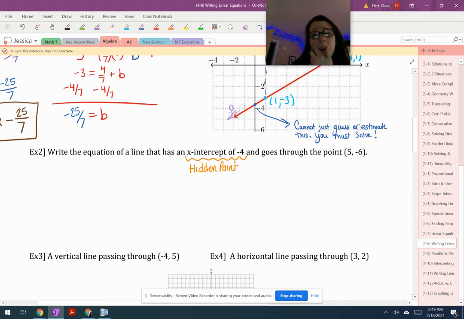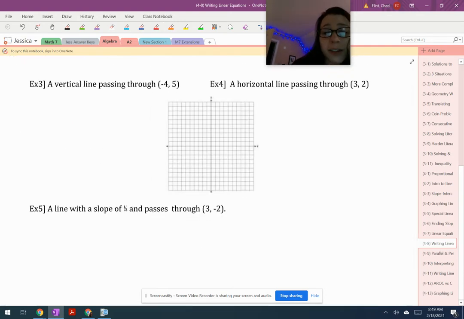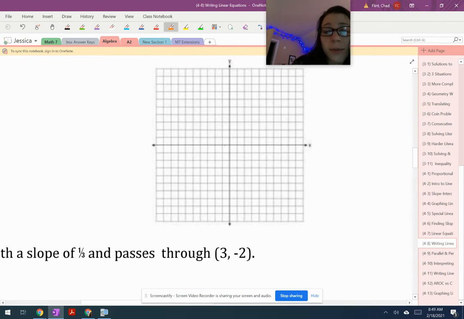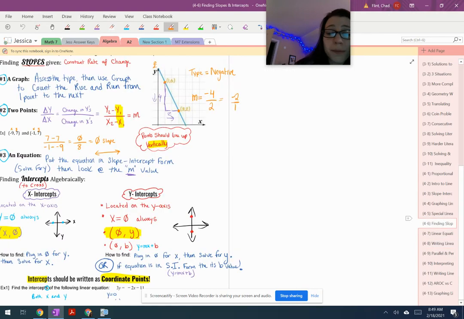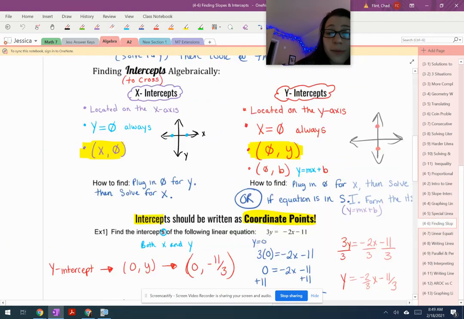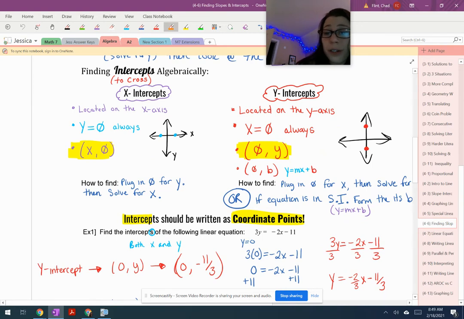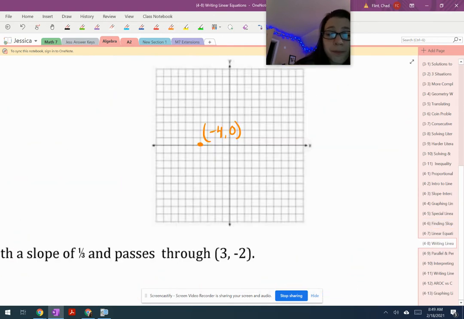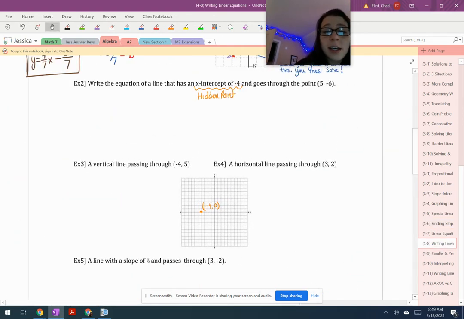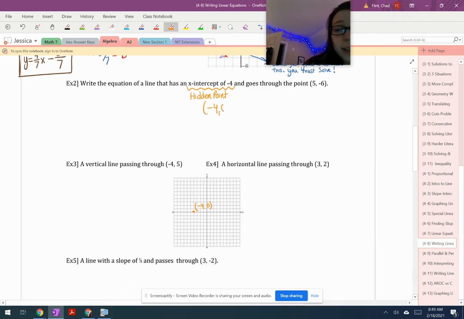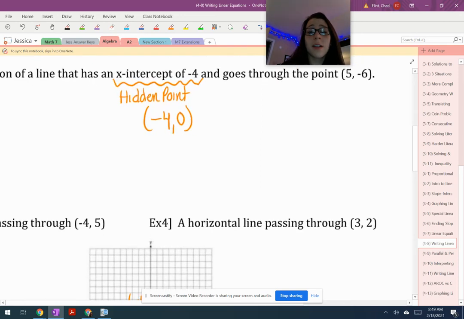If you're not sure, we can figure that out by looking at this graph. An x-intercept of -4 would be on the x-axis, 1, 2, 3, 4, 4 to the left. So that would give me the point -4, 0. And that makes sense because based on our notes about finding slopes and intercepts, we know that in an x-intercept, the y value was always going to be equal to 0 because it has to be in order for it to be on the x-axis. So this hidden point is really -4, 0, and I'm going to use that to find the slope.